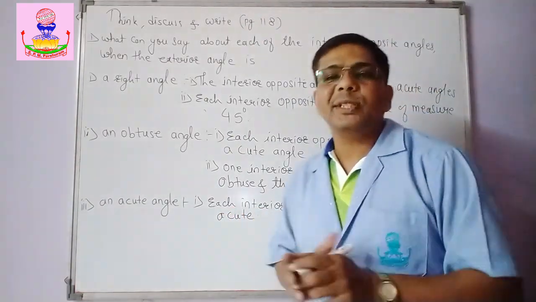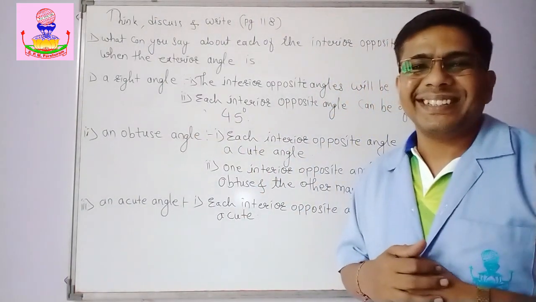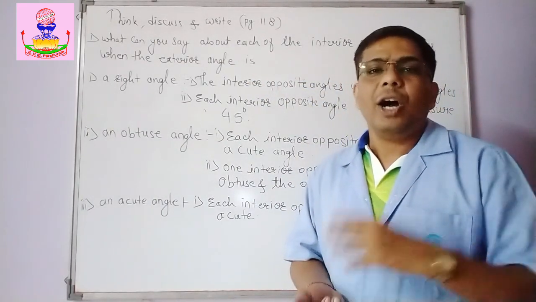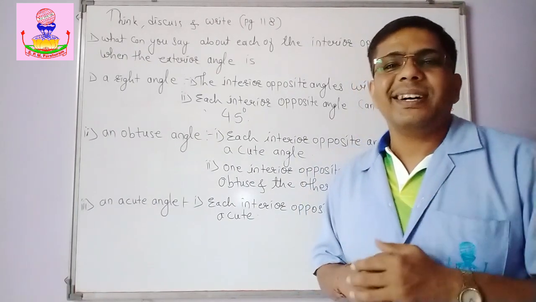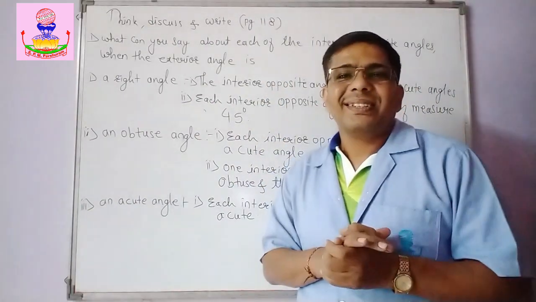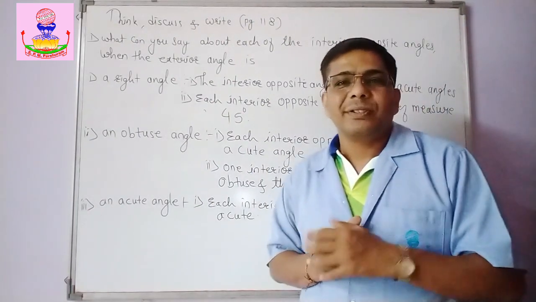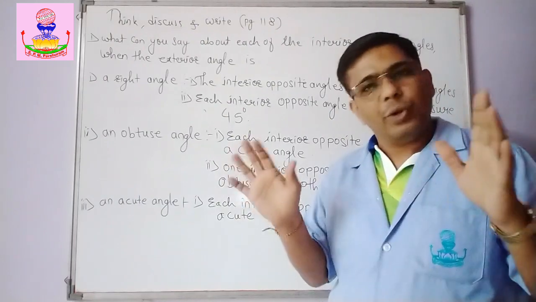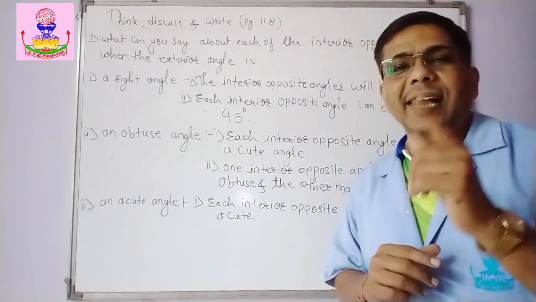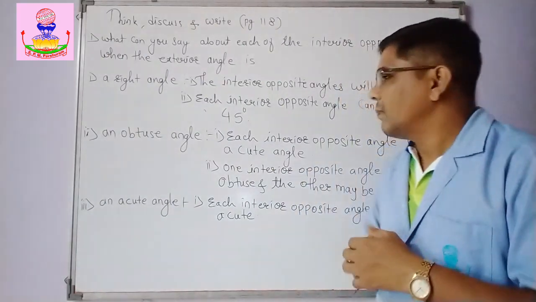When it is a right angle, the measure is 90 degrees. So one angle can be 30, the other can be 60. 30 plus 60 is 90, so both are acute. Or one angle can be 40, the other 50, so both are acute. That is what the first case says. Second case, each interior opposite angle will be 45 degrees. 45 plus 45 is 90, no doubt they are acute only. But this is a special case, because at that time it will be an isosceles triangle, an isosceles right angle triangle, to be more specific.